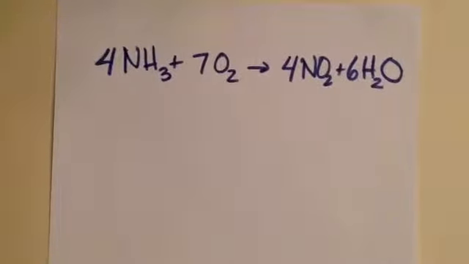Okay, this is going to be the final stoichiometry lesson, stoichiometry number 3. This is where we are going from mass of a reactant or product and trying to determine the mass of another product or reactant. So it's a gram to gram conversion.